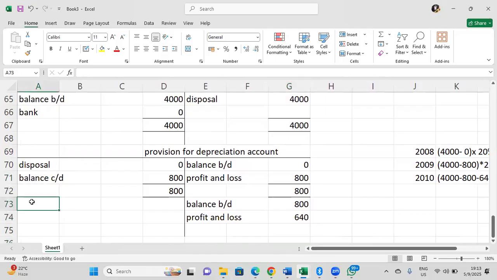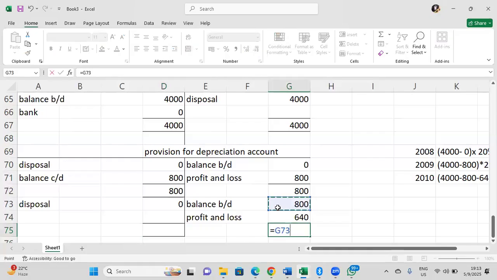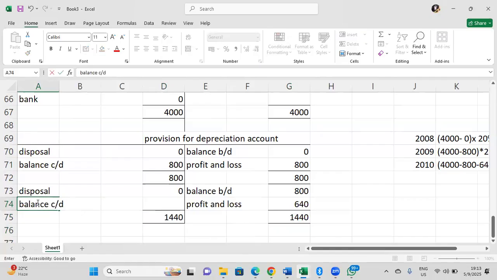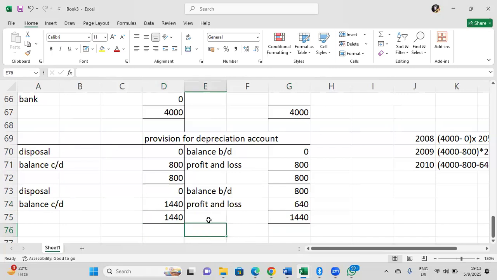Then we did not sell anything in 2009, so disposal again is 0. Disposal is only put in the year we sold the asset. So we have the balance CD, that's 1,440. So the CD becomes the balance BD.